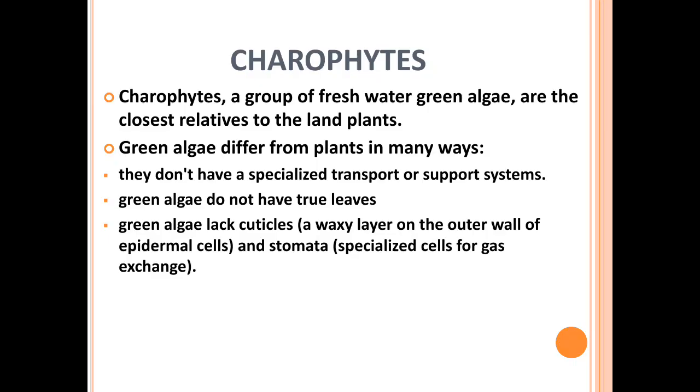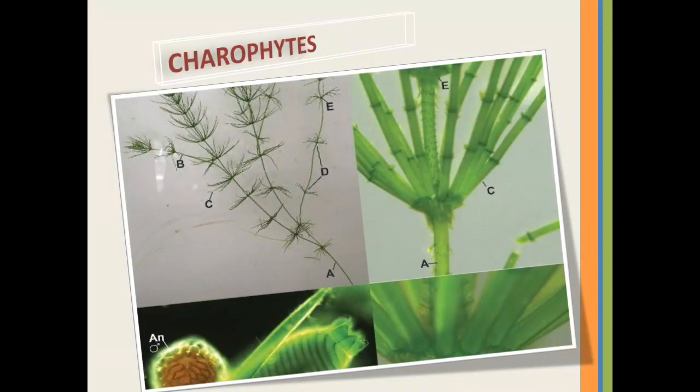Charophytes. Charophytes, a group of freshwater green algae, are the closest relatives to the land plants. Green algae differ from plants in many ways. They do not have a specialized transport or support system. Green algae do not have true leaves. Green algae lack cuticle and stomata. You can observe here in the diagram the charophyte structure.